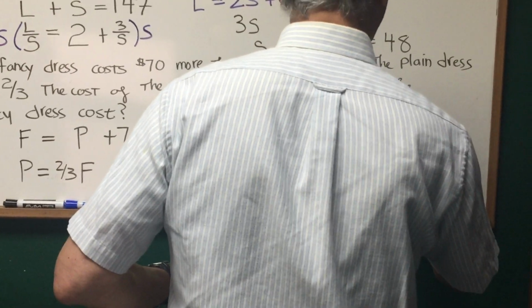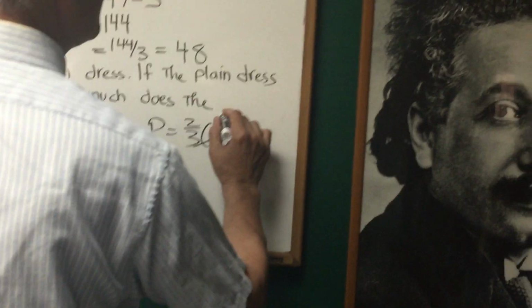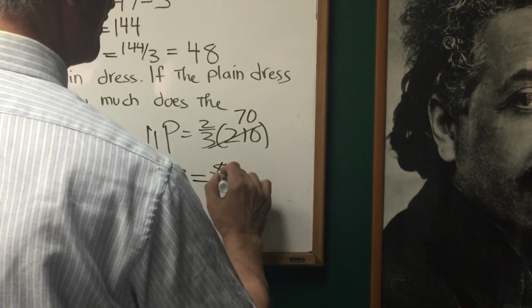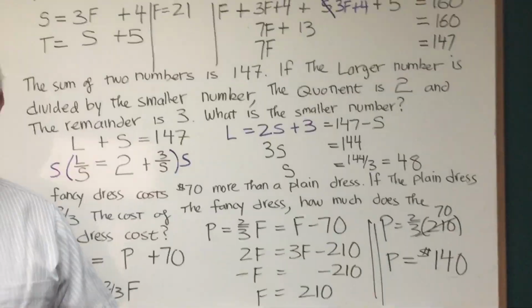The plain dress costs 2/3 of 210. 3 goes into 210 70 times. The plain dress is 2 times 70, or $140. And there we have the problem solved.